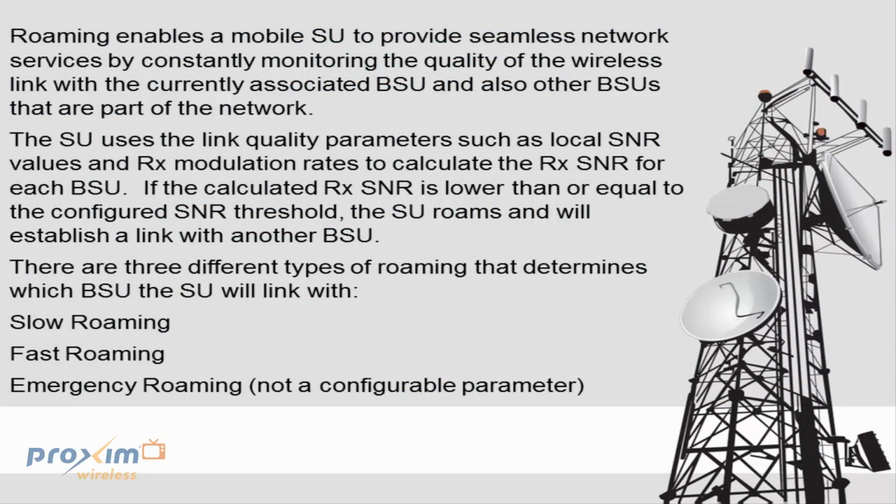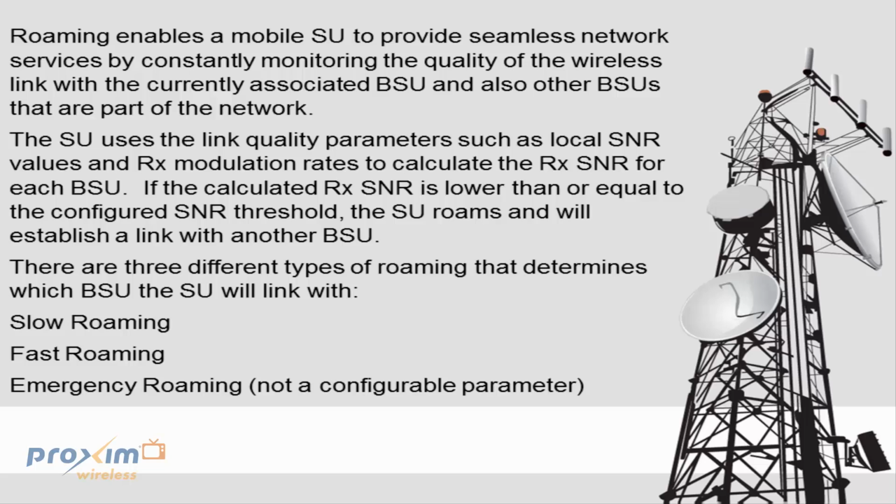So let's go ahead and cover what roaming is. Roaming enables a mobile SU subscriber to provide seamless network services by constantly monitoring the quality of the wireless link with the currently associated BSU and also other BSUs that are part of the network. The SU uses the link quality parameters such as local SNR values and receive modulation rates to calculate the receive SNR for each BSU. If the calculated receive SNR is lower or equal to the configured SNR threshold, the SU roams and will establish a link with another base station.